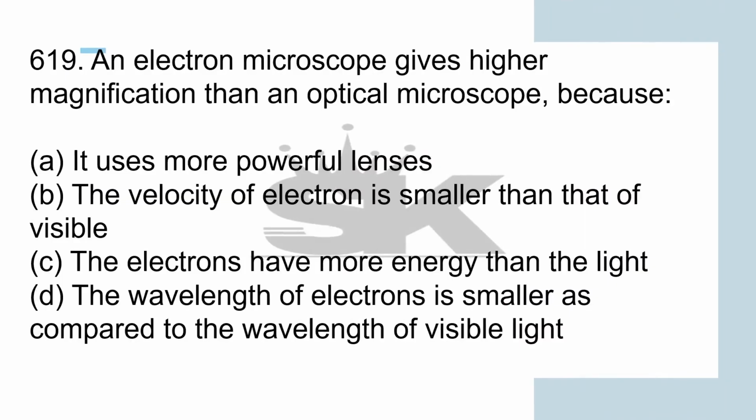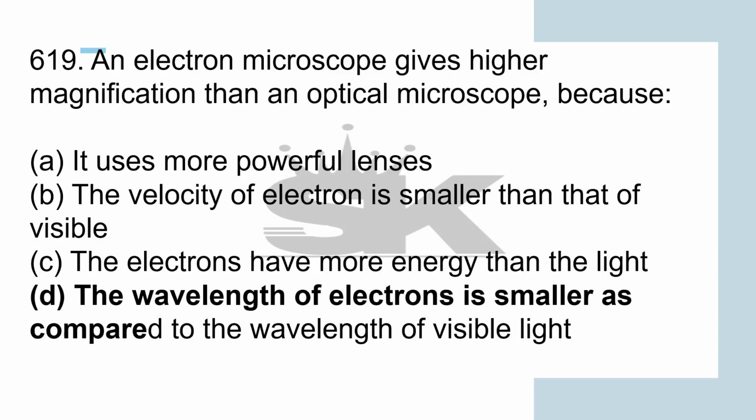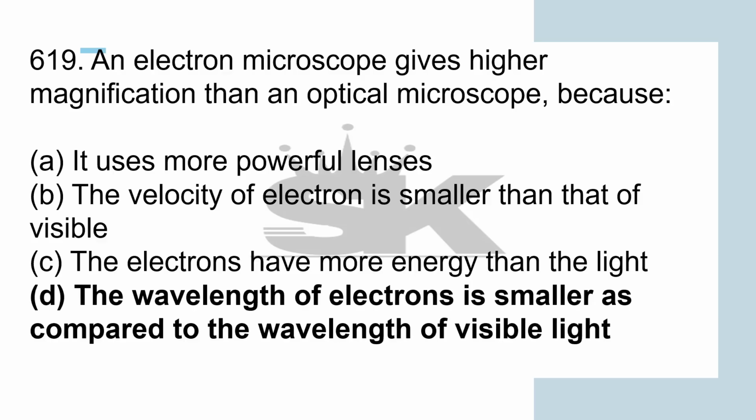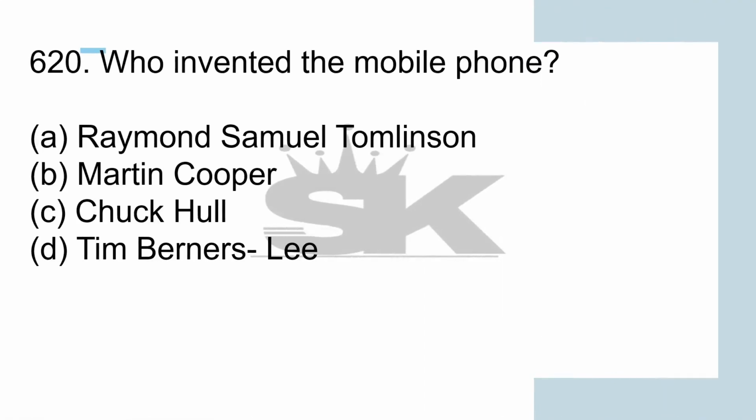An electron microscope gives higher magnification than the optical microscope because the wavelength of an electron is smaller as compared to the wavelength of visible light. Who invented the mobile phone? The answer is Martin Cooper.